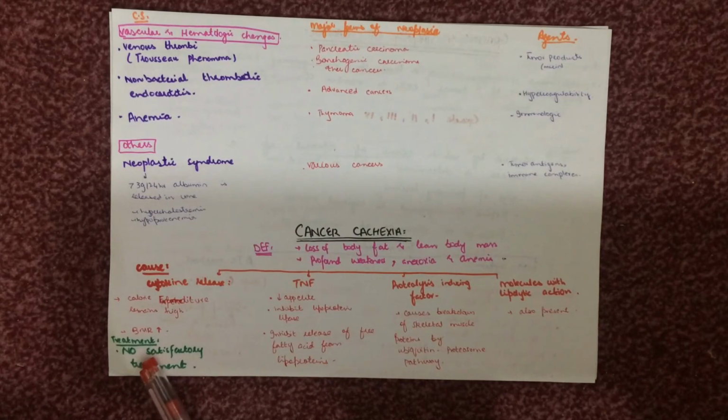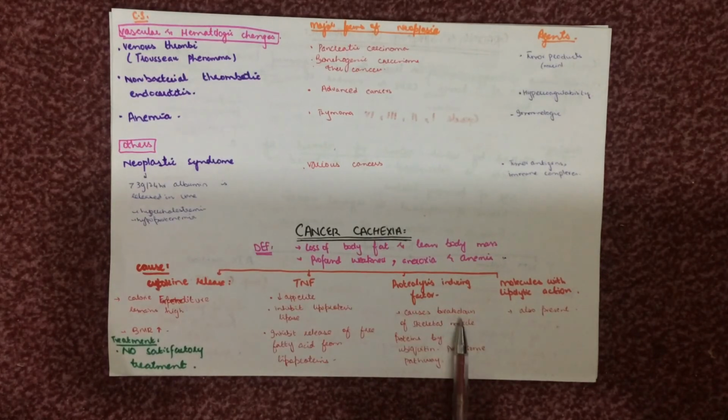A major theory that is put forward to explain the cachexia in cancer is this. Tumor necrosis factor decreases the appetite and inhibits lipoprotein lipase. As a result, it inhibits the release of free fatty acids from lipoprotein. Proteolysis inducing factor will cause the breakdown of skeletal muscle protein by the ubiquitin proteasome pathway. As a result, continuous protein breakdown leads to loss of body fat, lean body mass, and proteins, leading to weakness and anemia.